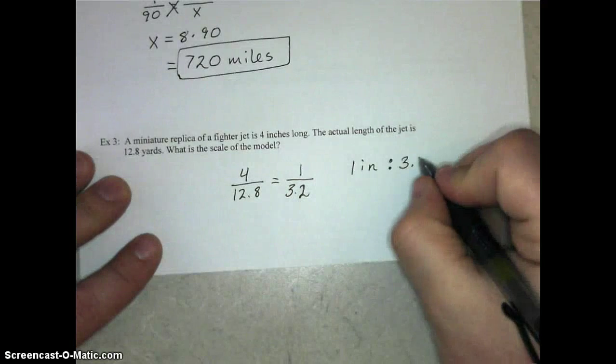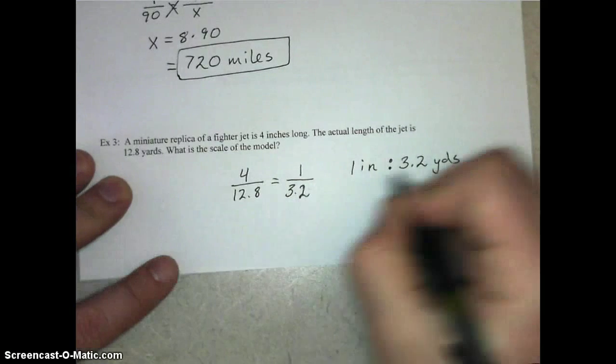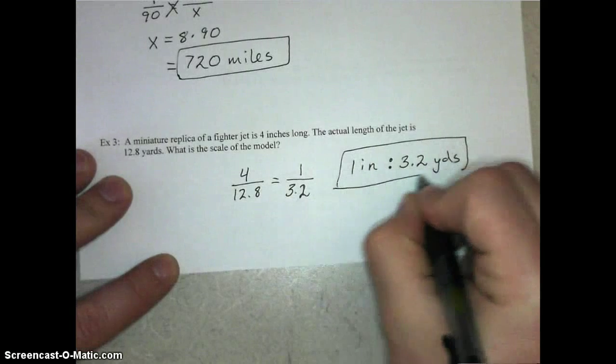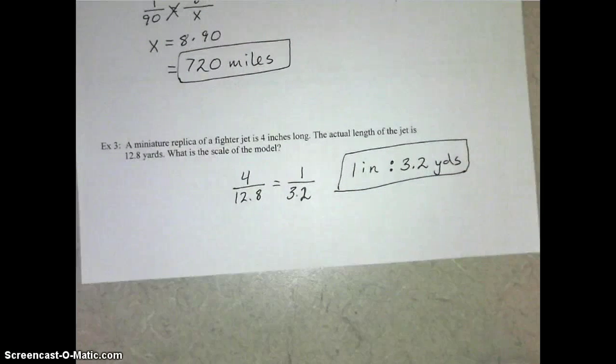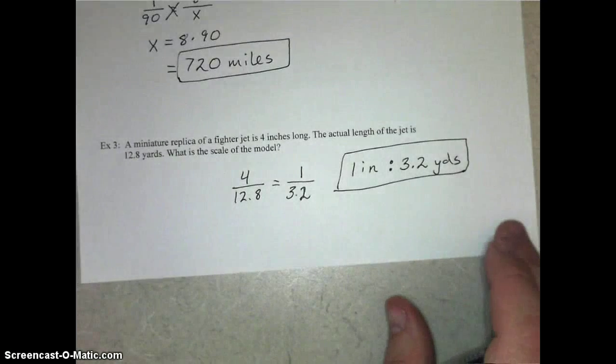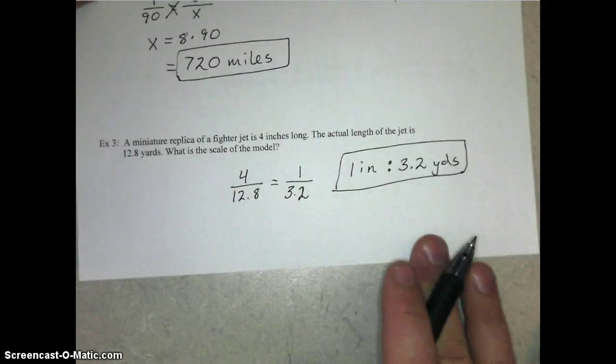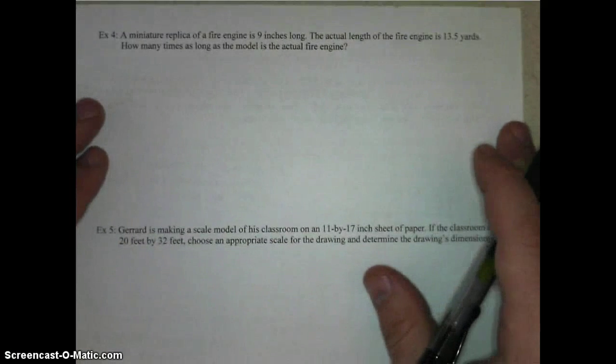I wrote the wrong thing. 3.2 yards. And that's how we should write our scale. We don't want to write it as a decimal less than 1, as a percentage or anything like that. We want to write it like this. Okay, that takes us to the back of the notes.